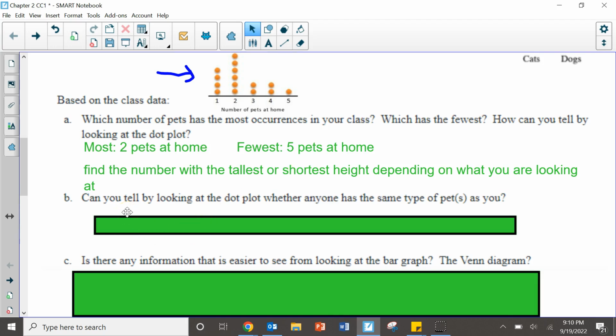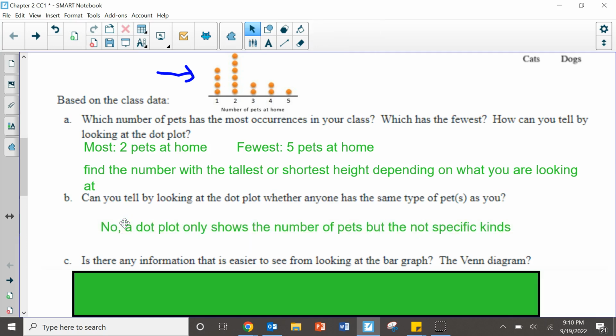So B says, can you tell by looking at the dot plot whether anyone has the same type of pet as you? So go ahead and pause the video and look at, can you tell by looking at the dot plot whether anyone has the same type of pet? Okay, so no. A dot plot only shows the number of pets, but not the specific kind.